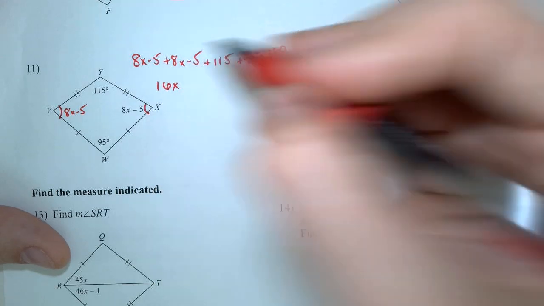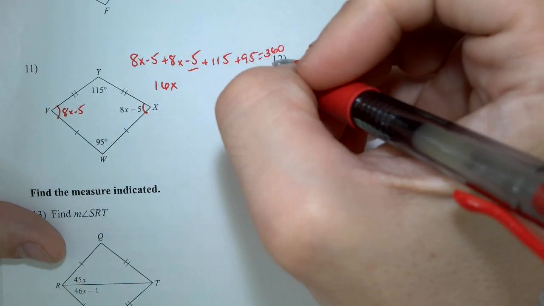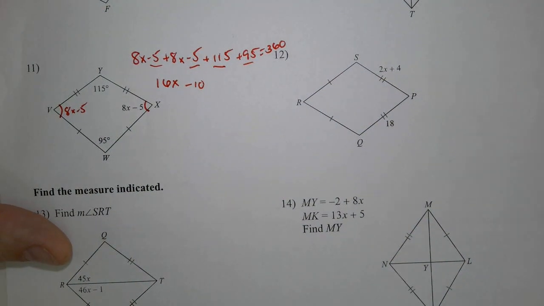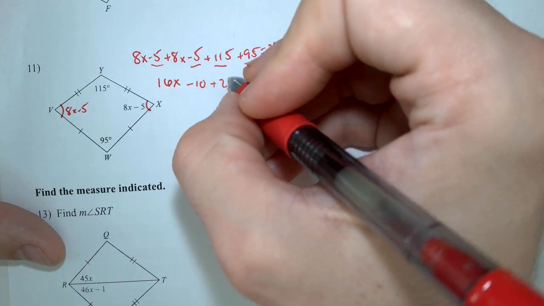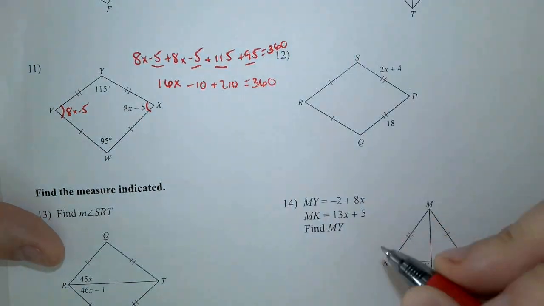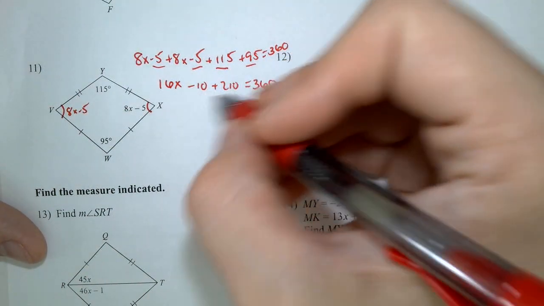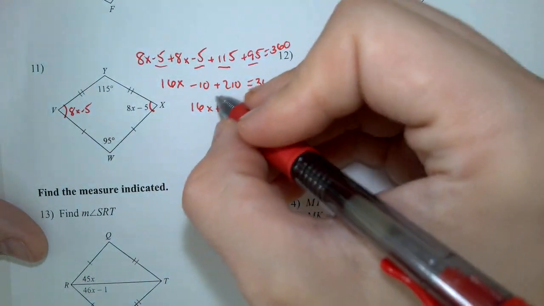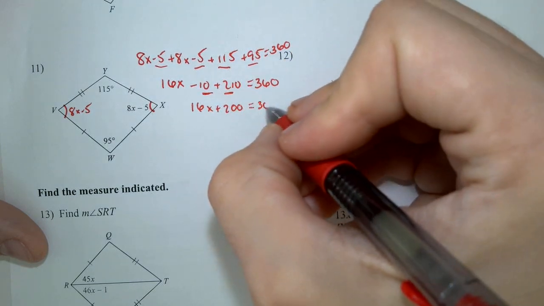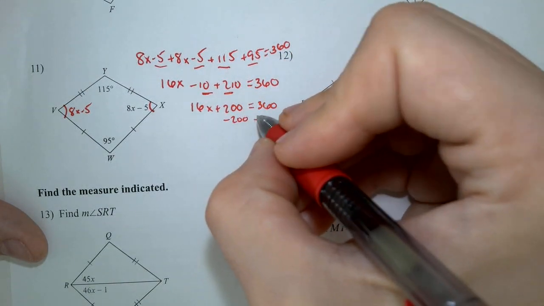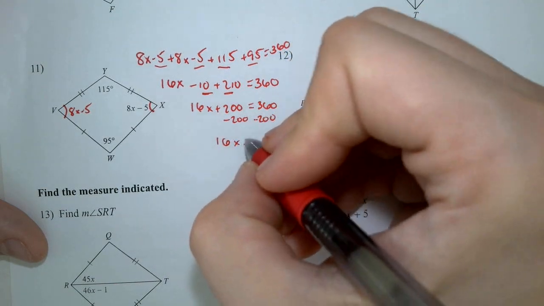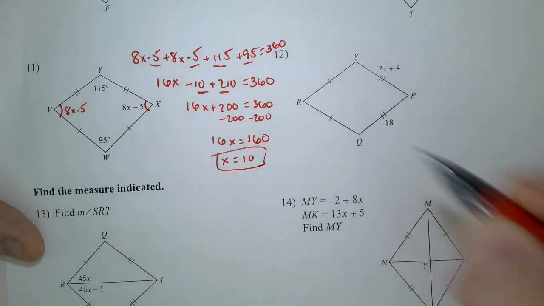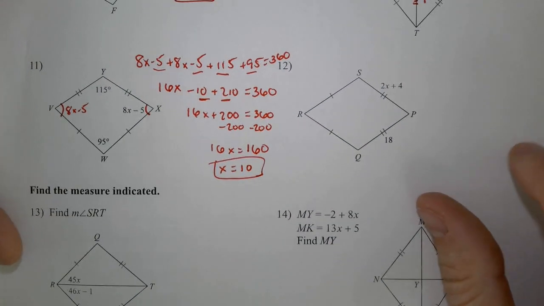So 16x is 8x plus 8x. -5 and -5 make -10. And then 115 and 95 make something. 115 plus 95 is 210 is equal to 360. Okay? So I'm going to combine the -10 and 210, and that makes 16x plus 200, when you combine these two guys, is equal to 360. We're going to subtract the 200. We're going to get 16x is equal to 160, which means x is equal to 10. Ta-da!